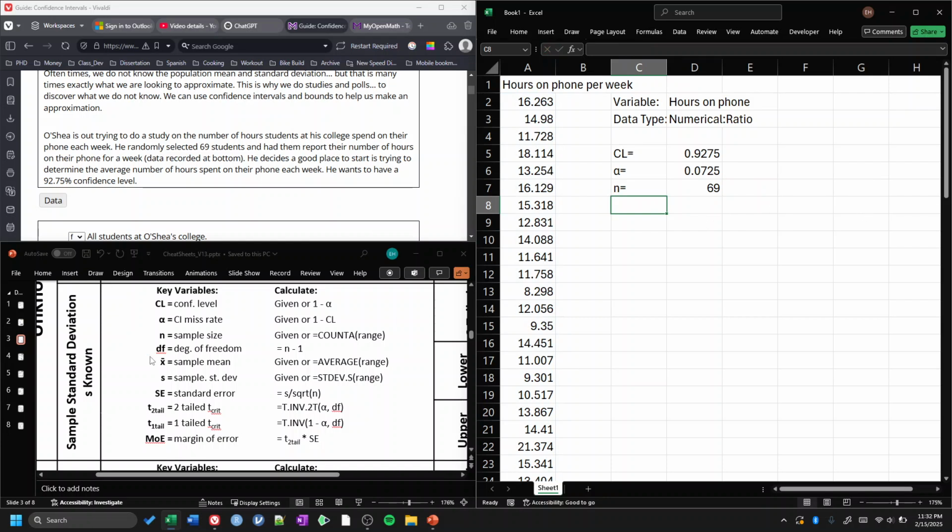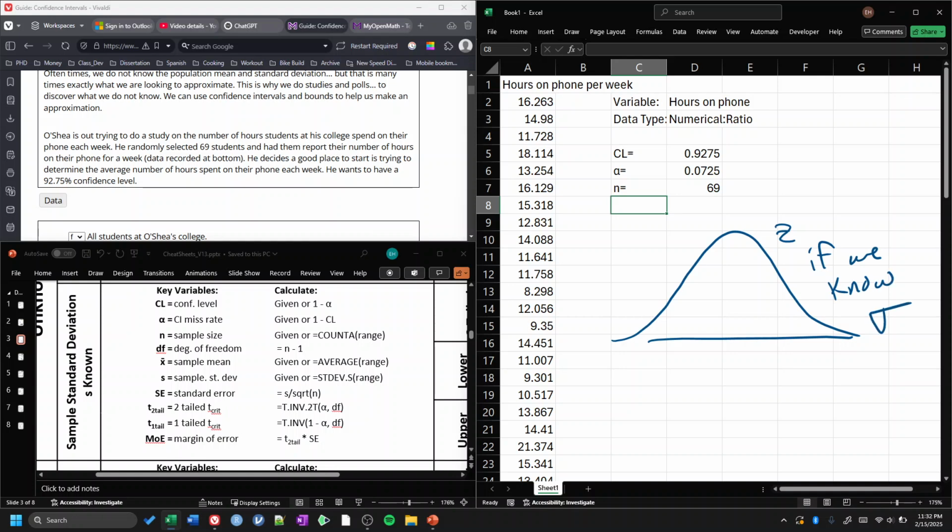The next thing down that it asks for is degrees of freedom. Now, degrees of freedom are important because if we do not know the population standard deviation, we have to actually use a different type of normal distribution. So our original normal distribution, the z distribution, we only get to use if we know sigma. And I just said that we don't know what sigma is. So what we are going to be using is what's called a t-distribution.